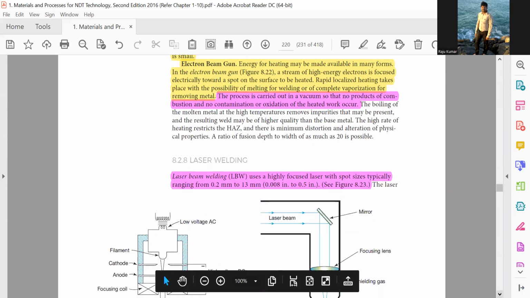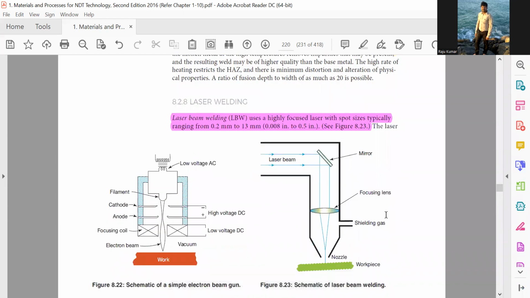EBW. Laser welding. Laser beam welding, LBW, uses a highly focused laser with spot size typically ranging from 0.2 mm to 13 mm.